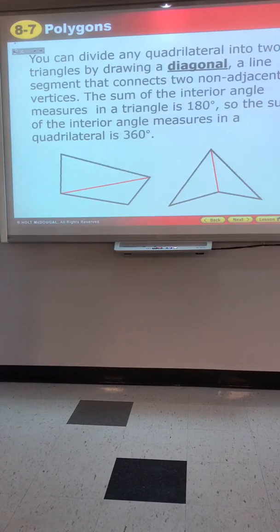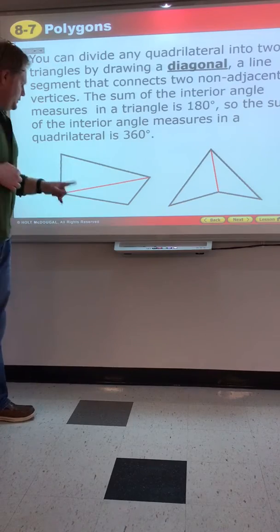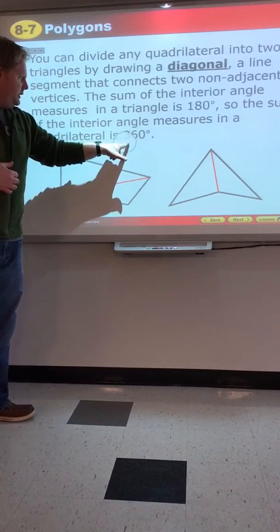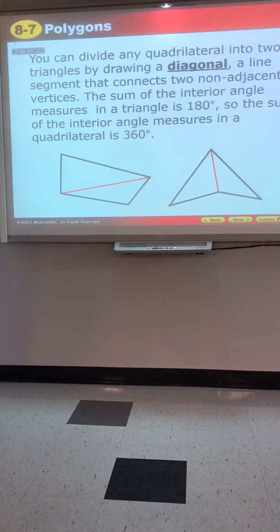So, you want to do as few lines as you can to make it all triangles. Since there are two triangles, 180 plus 180 makes 360. Alright? That's how we can tell how many degrees are in a shape.